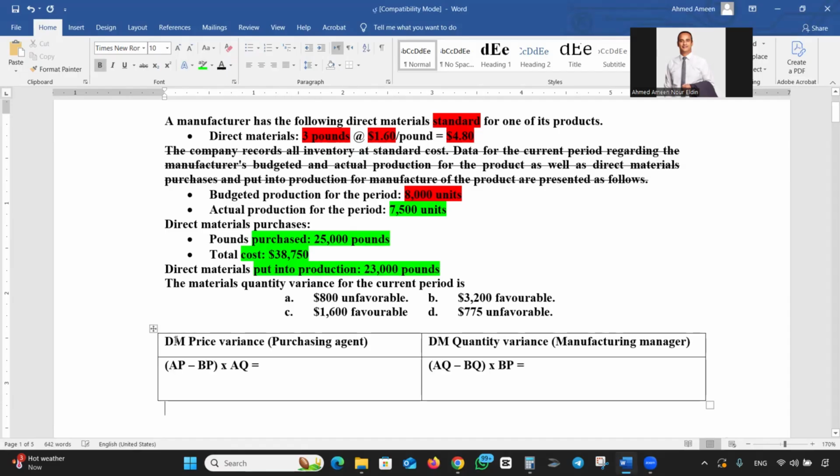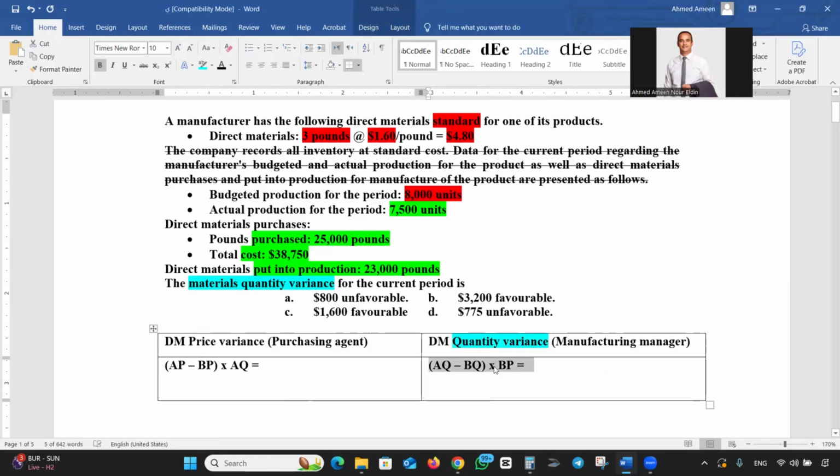You have to use the following table whenever there is a question about the direct material price variance or the quantity variance. This is the price variance and this is the quantity variance. And you have to save these equations in your mind carefully and use them in the exam. He is asking about the quantity variance of the material, which will be colored with the light blue. Quantity variance.